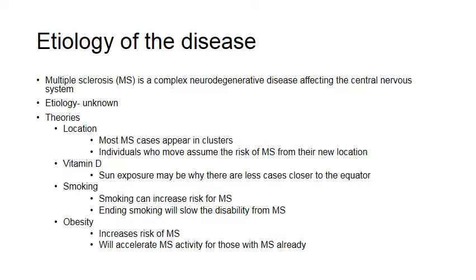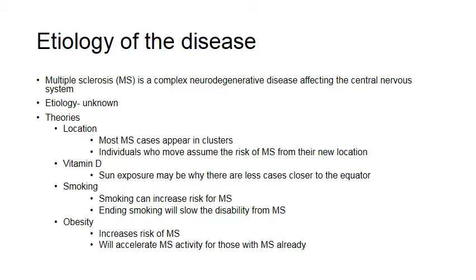Researchers have also found that individuals who move assume the risk of MS from their new location, meaning if someone is in a low-risk area, typically closer to the equator, and they move up north, they then assume the higher risk of contracting MS. Another theory is vitamin D. Sun exposure may be why there are less cases closer to the equator, as I just mentioned.